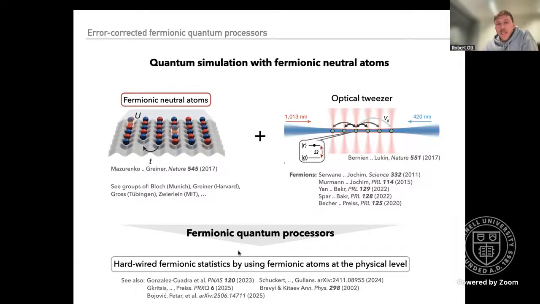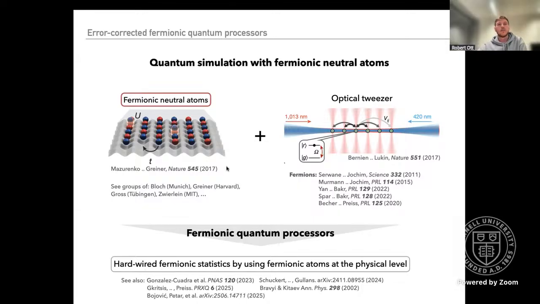And so the fundamental idea behind this is, can we use all these technologies that are currently being used to do atom-based quantum computation, but additionally have this ingredient that if we use fermionic atoms, this fermionic statistics is actually hardwired into the workings of your quantum processor to begin with. And can we make use of this if you want to study these fermionic systems that we discussed?